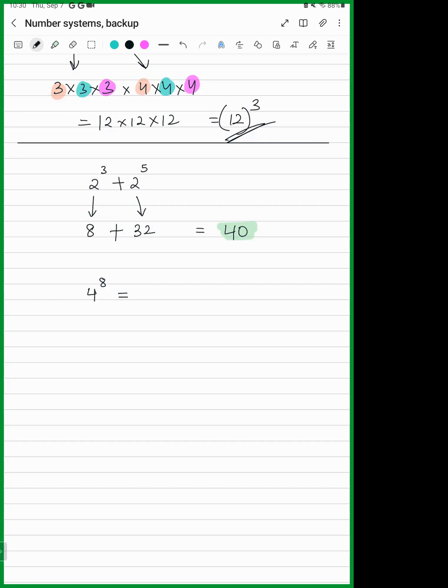Ma'am, 65,536. Yeah, that's right. This will be equal to 65536. So are they both equal or not equal, Munir? Oh, ma'am, they are not equal. They are not equal. So can we say this is equal to something else?